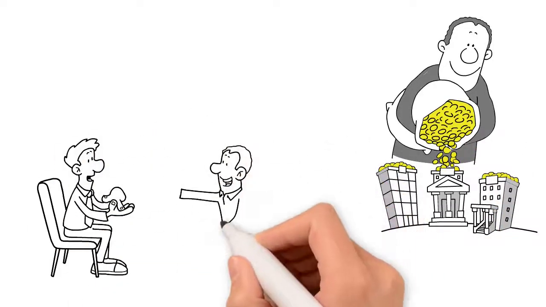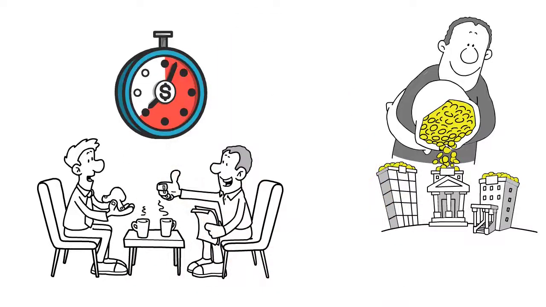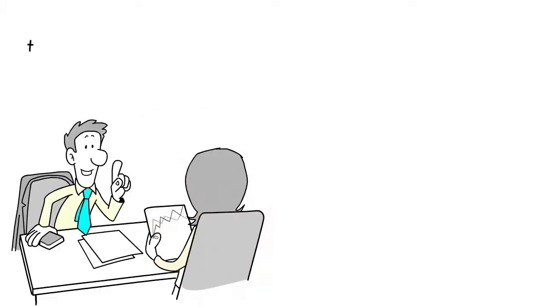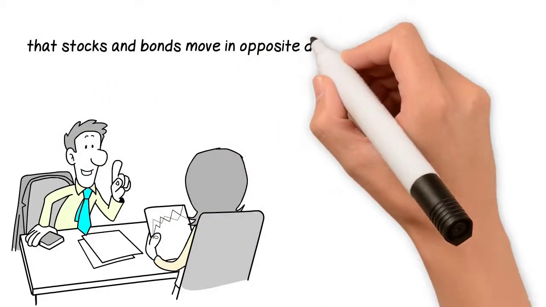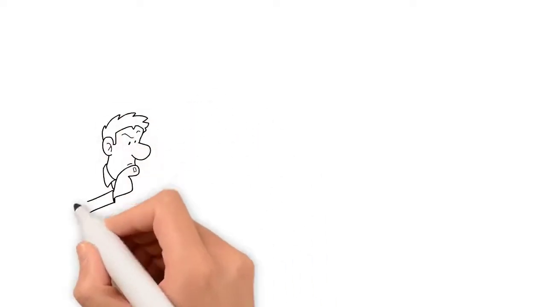And here is the great misconception about bonds that is still common knowledge for even a lot of professionals: that stocks and bonds move in opposite directions. That is a dangerous half-truth, as it is sometimes totally wrong.